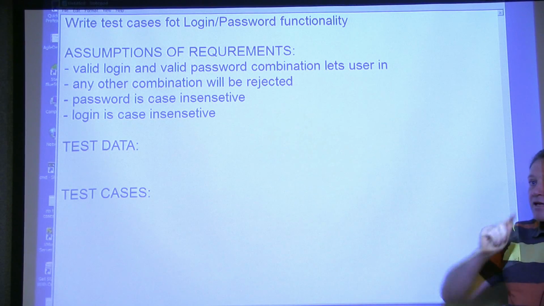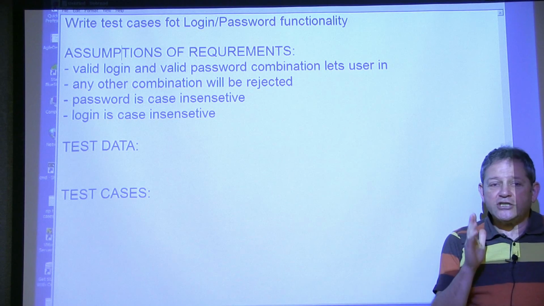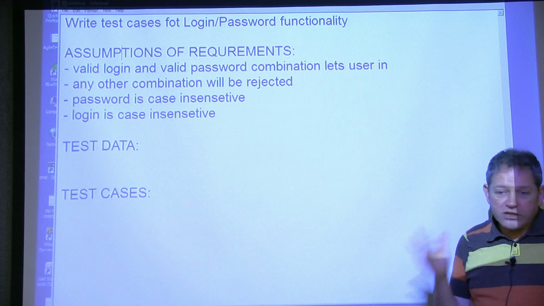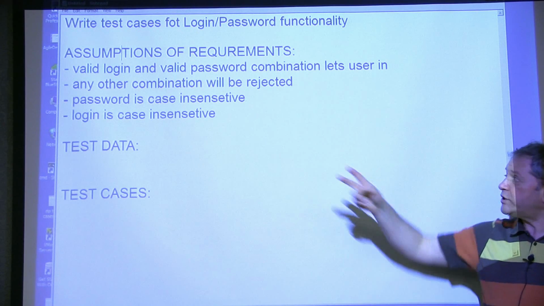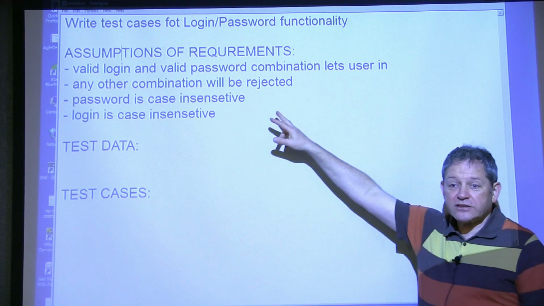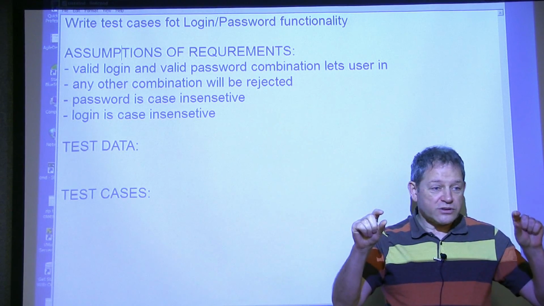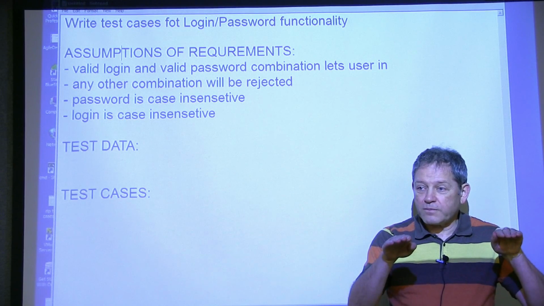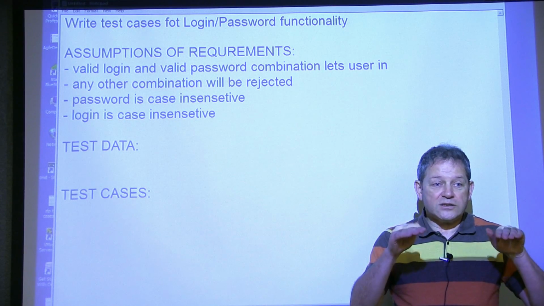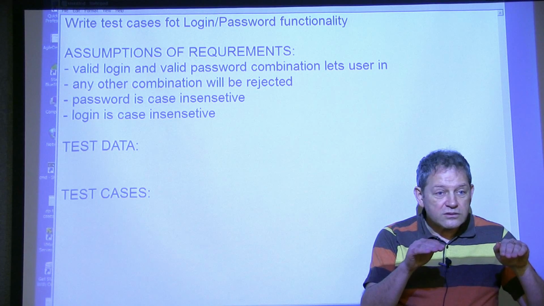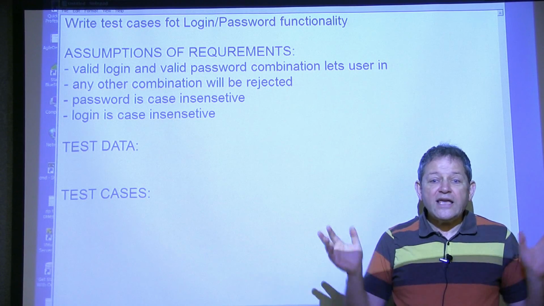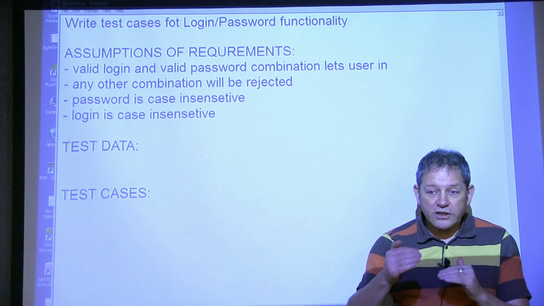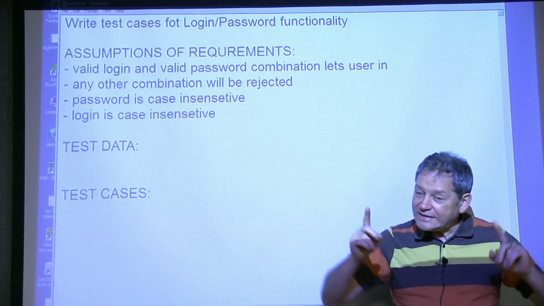The question here is, should I try just one combination for every possible combination? Just one. See, we have two classes. One class has just one member: valid login, valid password. It lets me in. Any other one will be rejected. So, should I take any combination? Just one, or do I need multiple combinations? Just one. Wait a second, guys.